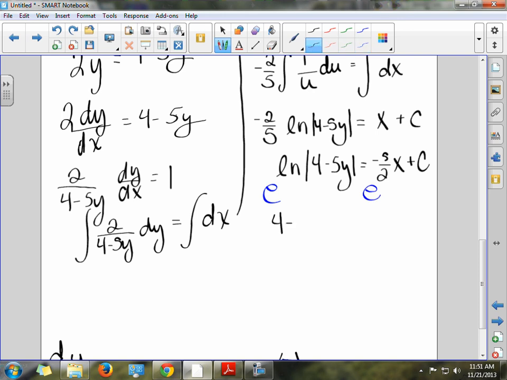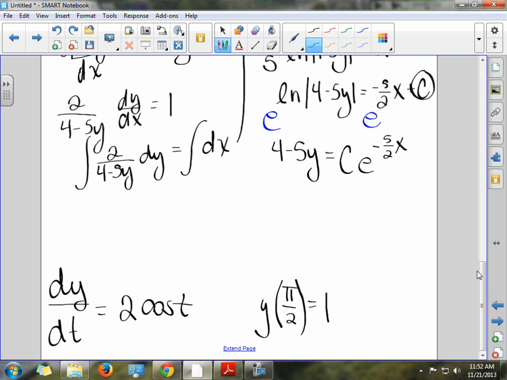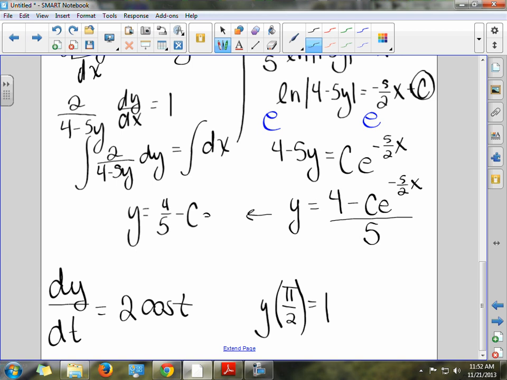And so now I'm going to end up with 4 minus 5y is equal to, just like we did before, take this c and move it down to the front. So this becomes c e to the negative 5 halves x. And now I need to solve for y. I don't have an initial condition, so I don't have to worry about solving for c. So I'm going to subtract 4, and then divide by negative 5. So I'm going to end up with y is equal to 4 minus c e to the negative 5 halves x all over 5. Since c over 5 can just be equal to c, you could also write this as y is equal to 4/5 minus c e to the negative 5 halves x. And that would be my general solution, right?